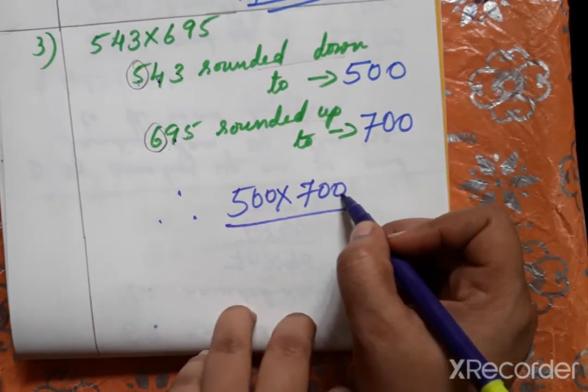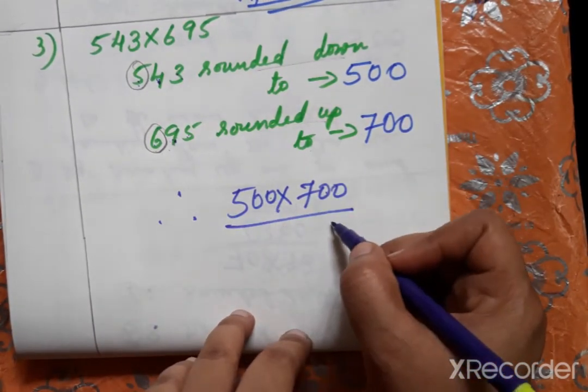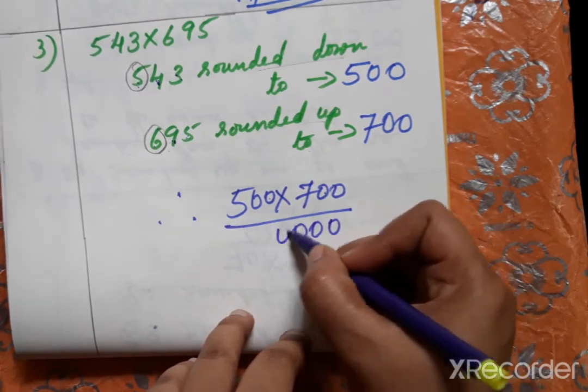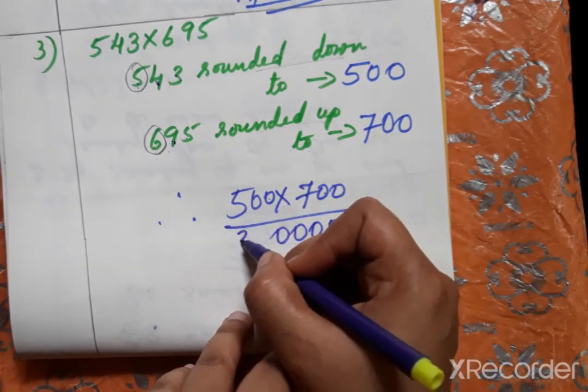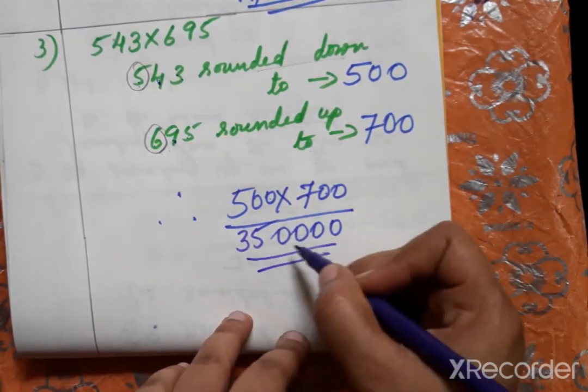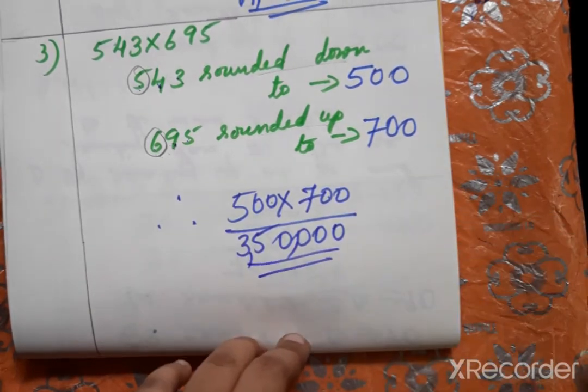How many zeros? 1, 2, 3, 4 zeros. 7 5s are 35. Answer is 3,50,000.